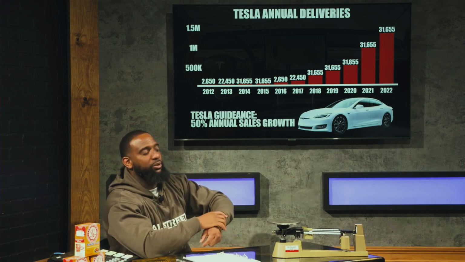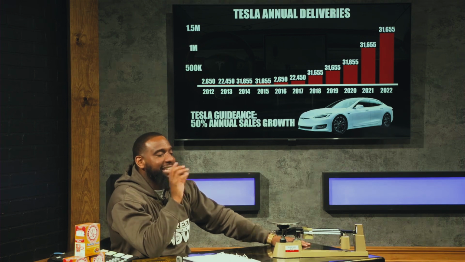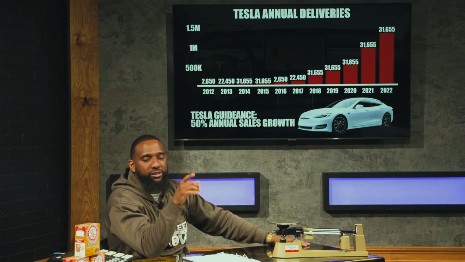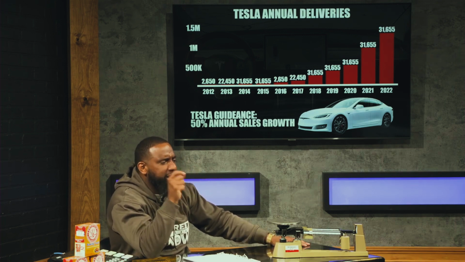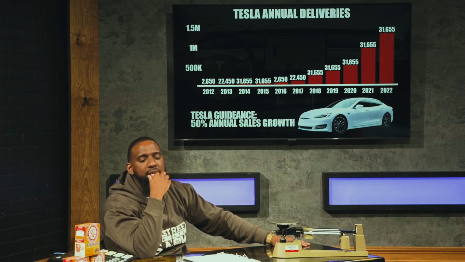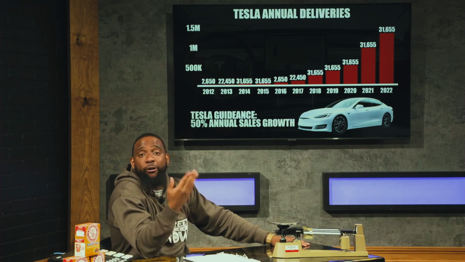All right, so let's talk about this. Tesla's annual guidance: Tesla said they can grow at 50% annual sales a year. They said they can do that. They said we can grow at 50% a year. Now, here's what I want you to understand. This year, production is still up 40%.